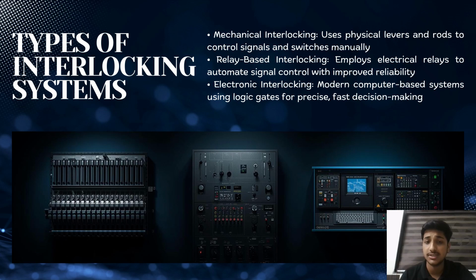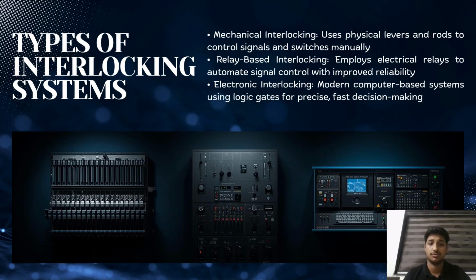So now let's discuss types of interlocking. There are three main types of interlocking systems. The first is mechanical interlocking, which is manually operated and used in older systems, as you can see in the image also. Second is relay-based interlocking, which uses electrical relays, which can also be seen in the image. Third is an electronic interlocking system, which uses digital circuits and is used in modern railways. Electronic interlocking is more reliable and faster compared to the other types.